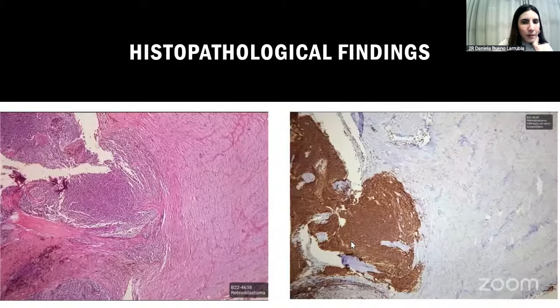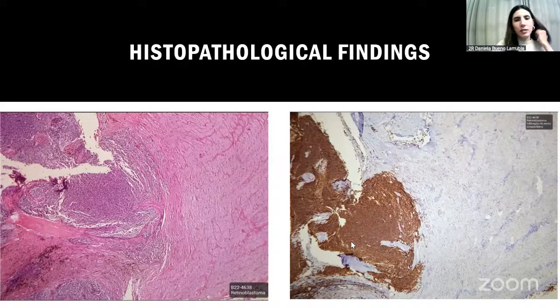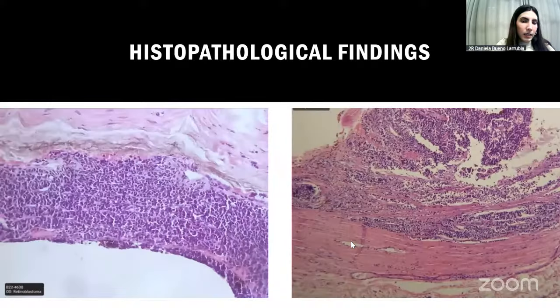Those two images show the retinoblastoma invading the optic nerve. The first one is stained with hematoxylin and eosin, and the second one with synaptophysin. Those images are both stained with hematoxylin and eosin. The first one shows the tumor invading the anterior chamber, and the second one, the tumor invading the ciliary body.